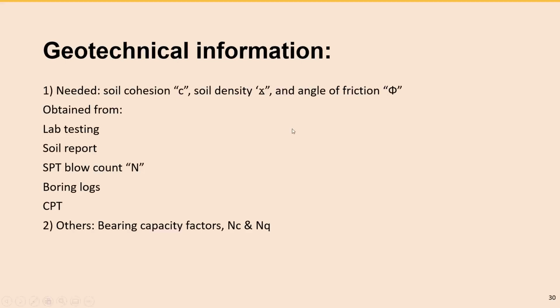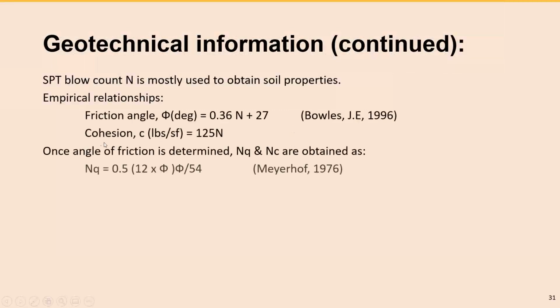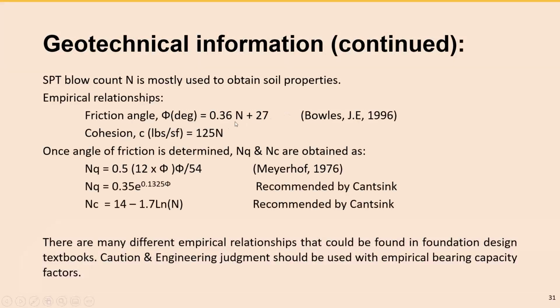I'm going to show you the equations right now that we use in the helical pile industry. Friction angle phi is 0.36 N plus 27. That's what most of the helical pile industry uses as a function of the blow count. Cohesion, C, is equal to 125 multiplied by blow count N. Sometimes you see this as N divided by 8. It's exactly the same equation, except it's not in pounds per square foot, but in kips per square foot.